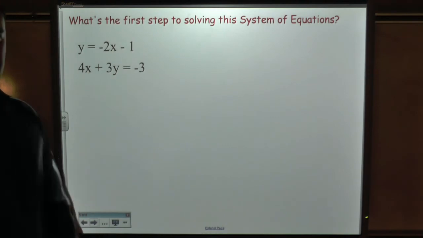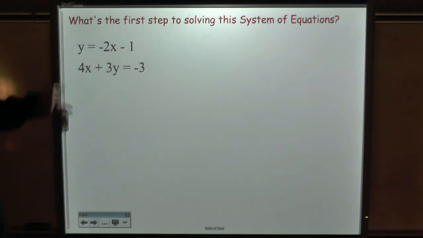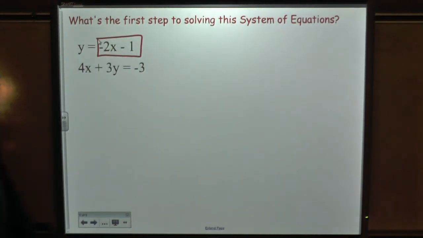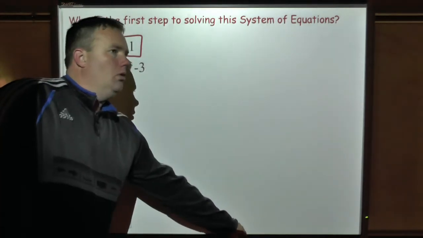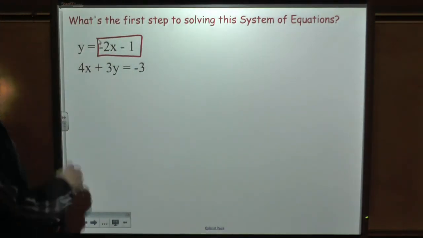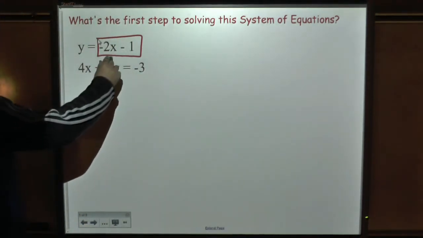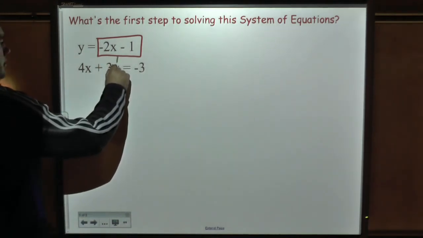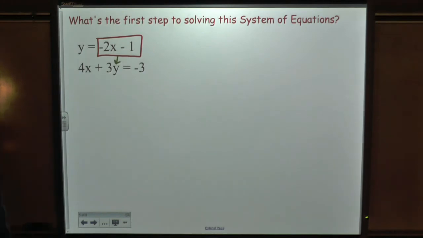Identify the variable by itself. The variable by itself here is y. Its value is negative 2x plus minus 1. What we want to do, just for today, is take that value and substitute it in for y in the other equation. Well, y is right there.